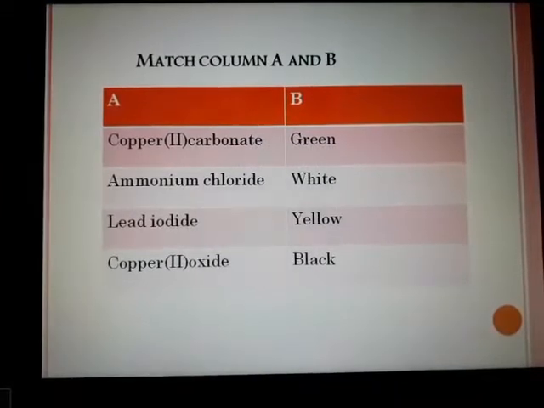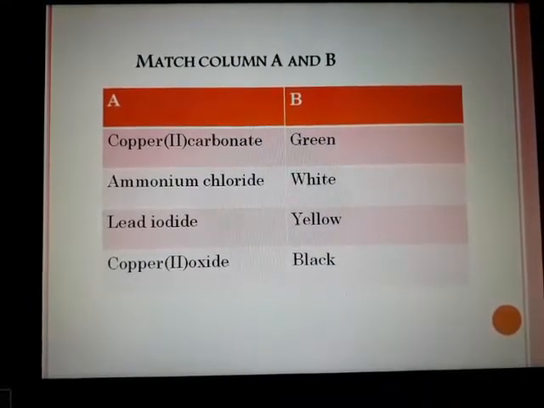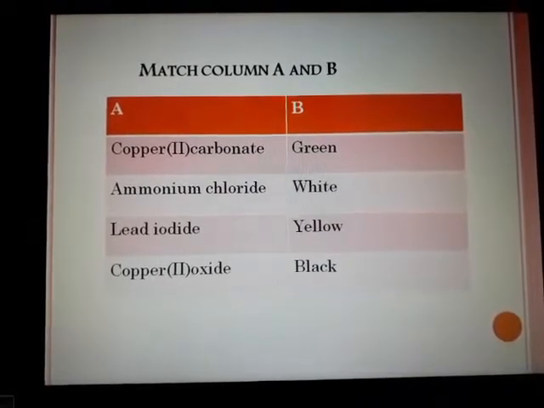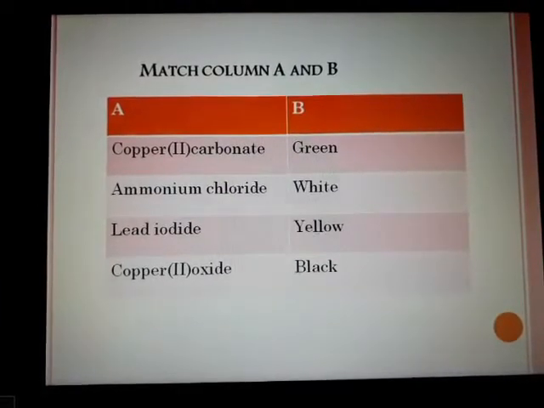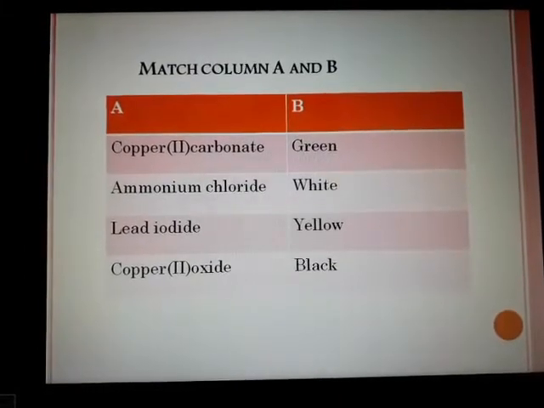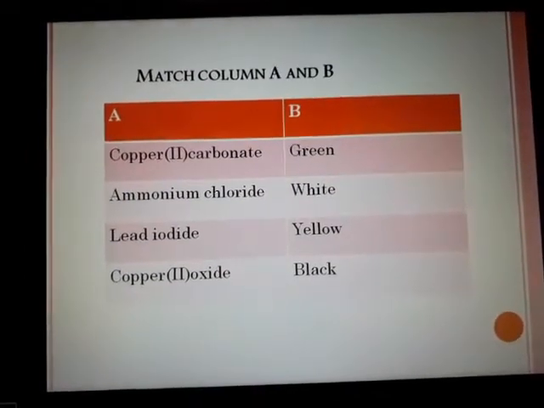First one is copper carbonate. The color of copper carbonate is green. Second, ammonium chloride, it is white in color. Third is lead iodide, it is yellow in color. And last one is copper 2 oxide, it is black in color.